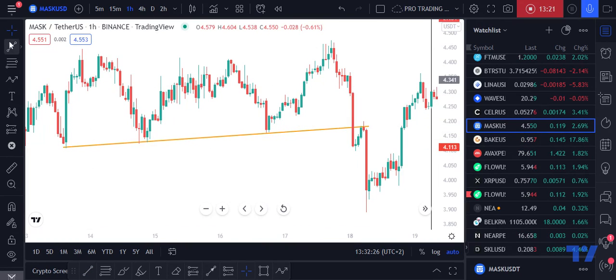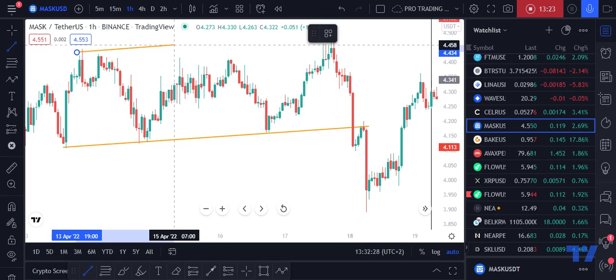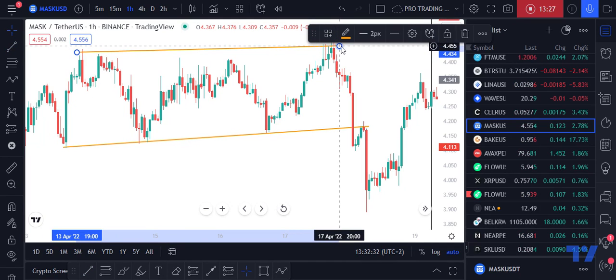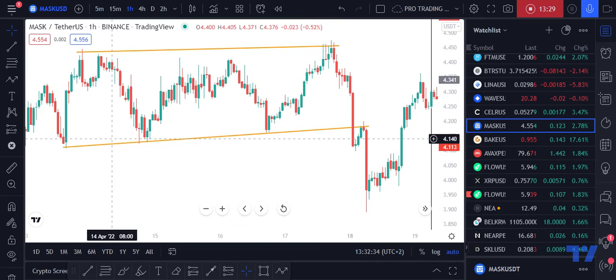You can even draw it as a channel, to be something like this. It makes up our trend line, isn't it? So you can see how this coin was respecting these areas.